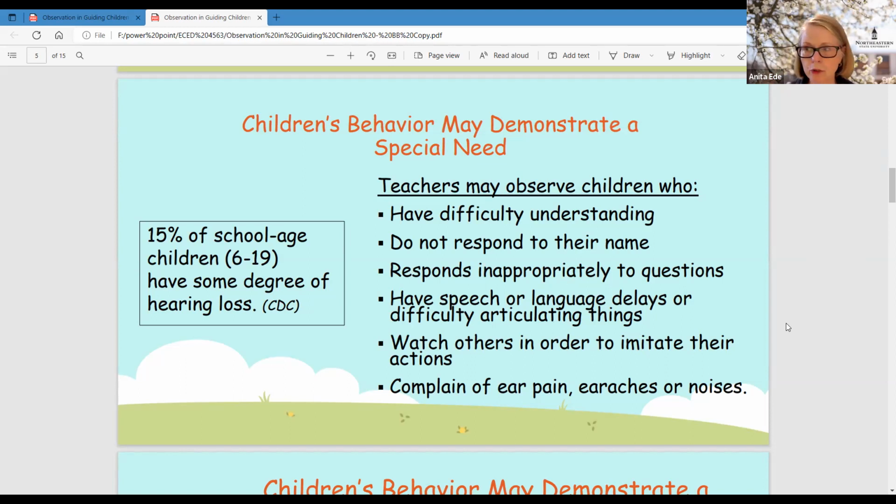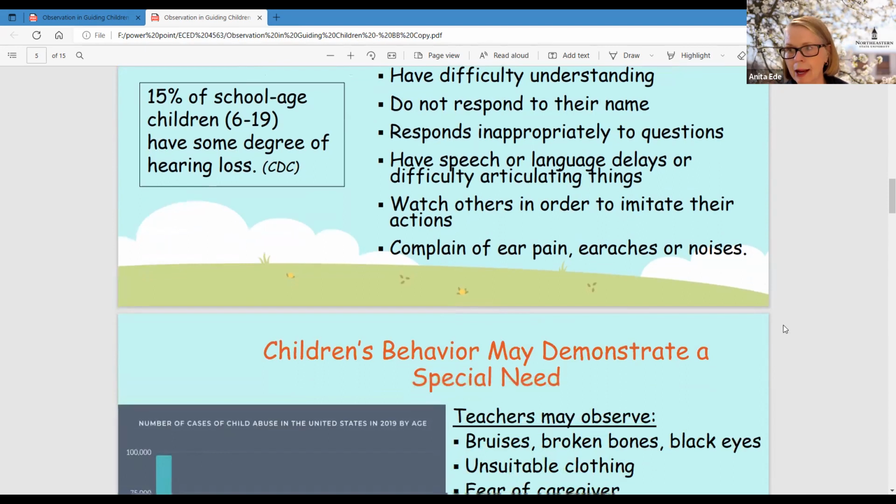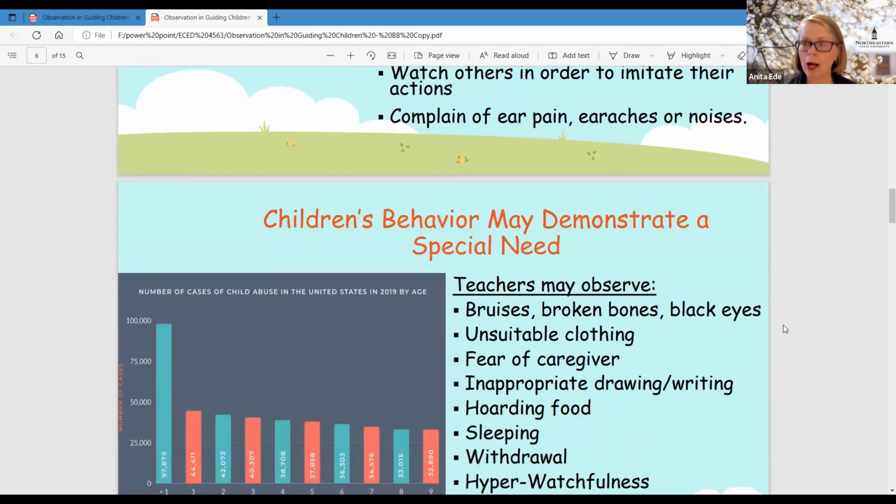If you notice that children really do seem to have difficulty understanding what you say, then you might want to check with the family and say, I have noticed that, and see how they take it. They may say, well, I've noticed it too, and I have an appointment at the pediatrician, or no, this is news to me, I didn't realize. You just have to see where they're at in that journey, and then maybe help guide them towards receiving services for the child.